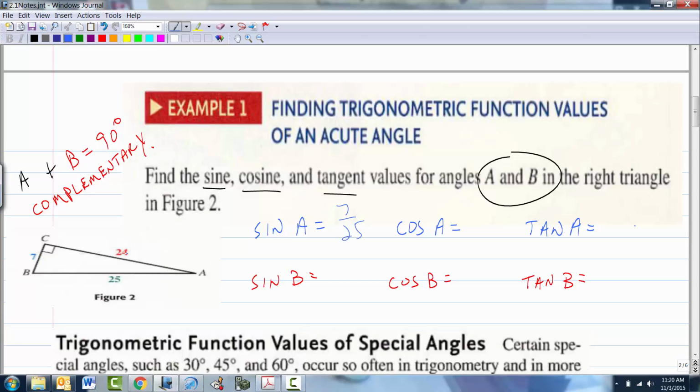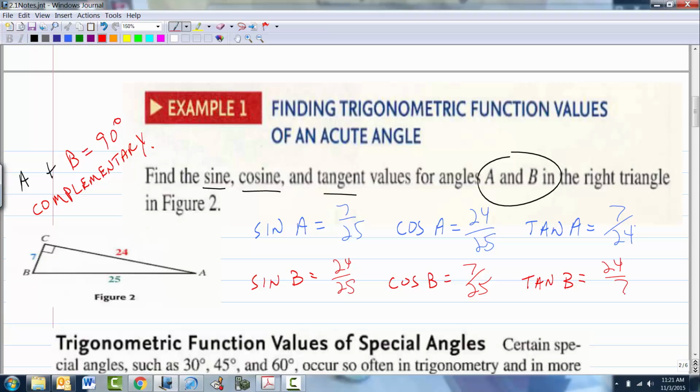Who's the cosine of A? Adjacent over hypotenuse, 24 over 25. Tangent of A, 7 over 24, right? Hopefully I'm not making any mistakes. But then when you change it to B, what's the side opposite B? Now it's 24. All right? So sine of B is 24 over 25. Cosine is 7 over 25. Tangent is 24 over 7.